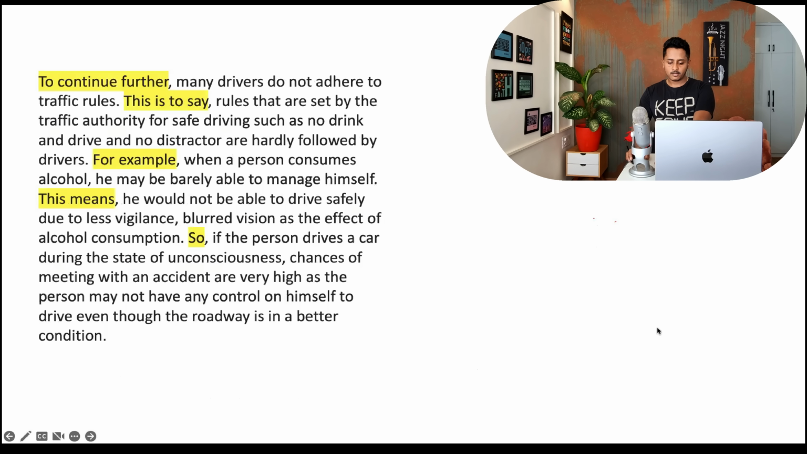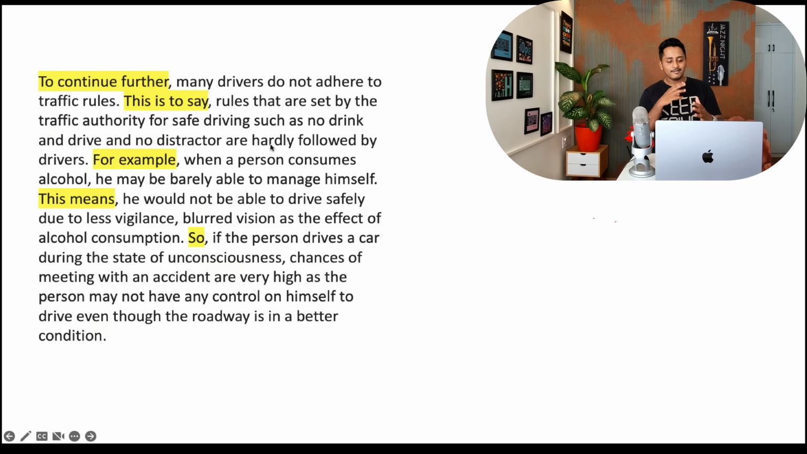Sorry. To continue further, this is the third paragraph. Many drivers do not adhere to traffic rules. Why? Why do they not adhere? The reason: this is due to the fact that, this is because, this is to say, the rules that are set by the traffic authority for safe driving, such as no drink and drive and no distractions, are hardly followed by drivers. Do you have any instances?